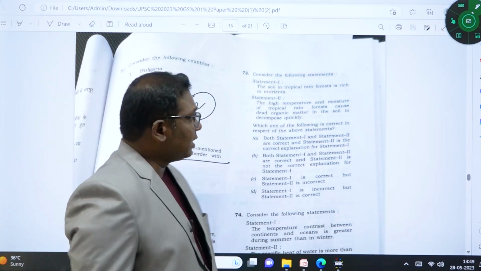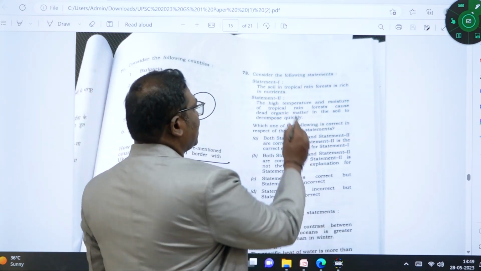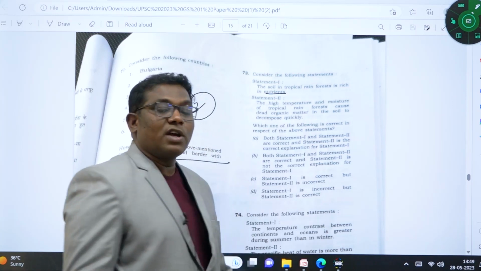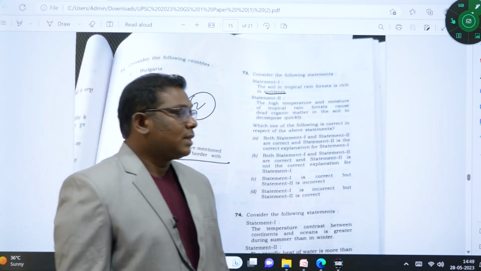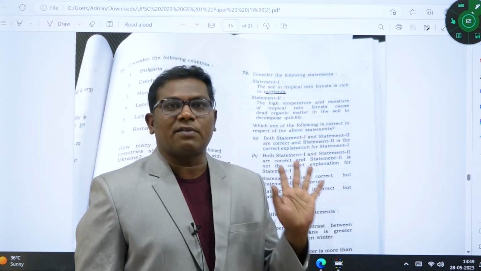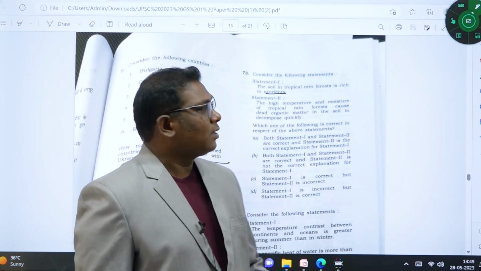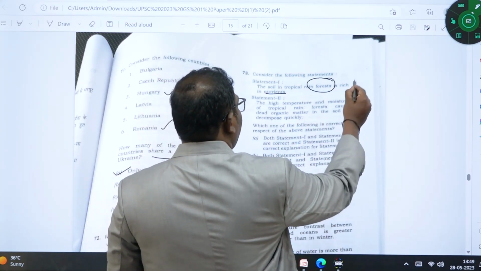And moving on to the 73rd question. The soil in tropical rainforest is rich in nutrients. When we are discussing the soil biome, soil profile, Indian soil conditions, I discuss very clearly, even in my running notes that are available in the market. Even in my running notes, you have all the information. Tropical rainforest does not have rich soils.